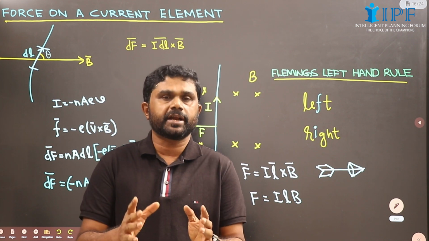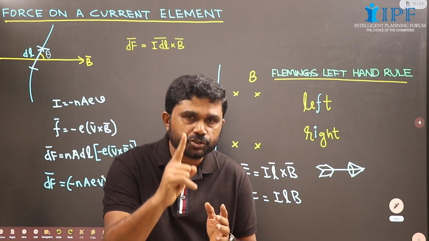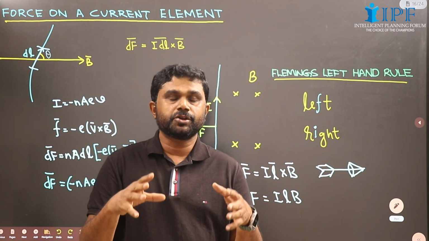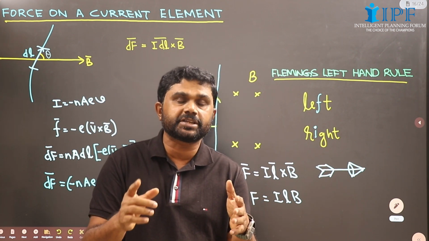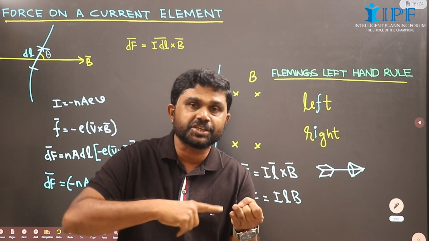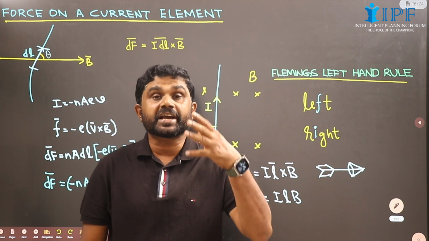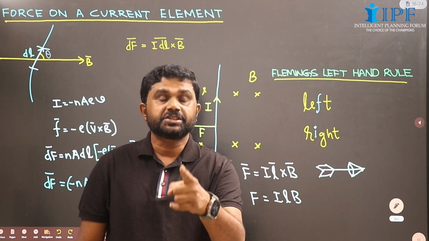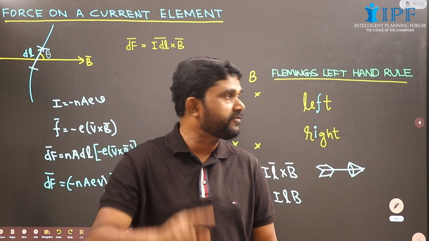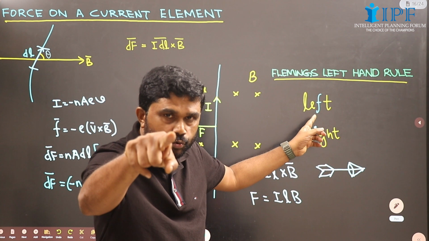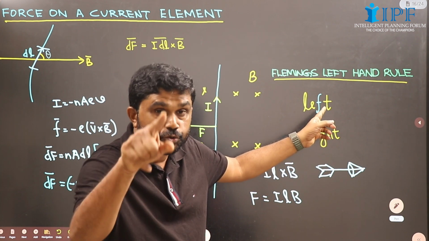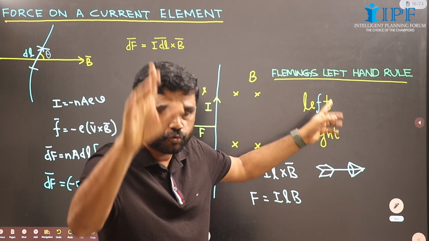Now children, if you pass an electric current through that conductor, you will be knowing the direction of the magnetic field and also the direction of the electric current, because current is passed through that conductor. It will experience a force. The direction of that force you will have to find out. For that, you have to use Fleming's left-hand rule. I have highlighted the letter F in left. That is used to determine the direction of the force.